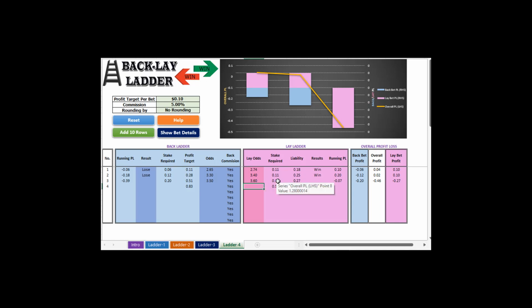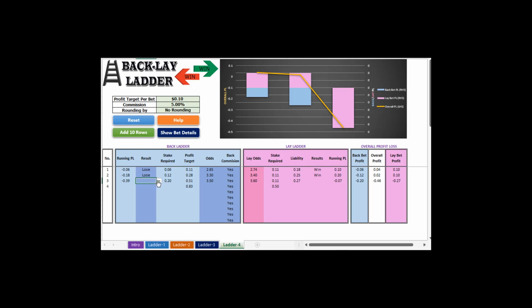Why does it keep on being 11p? Because our target for the lay bet is, like we see, profit per bet of 10p. But we have 11p because it's allowing for the commission that we have to pay, so that the figure that comes out in our running profit is after commission. So it is our profit and not profit less commission.